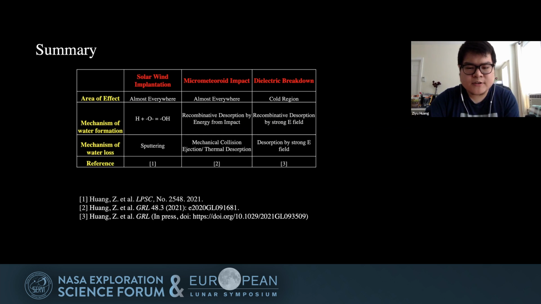And there are some periodic features of the combination to the contribution of water molecules. And future work will definitely include the total contribution of those space weathering effects and also modeling the global lunar water distribution based on the atomic scale simulation.